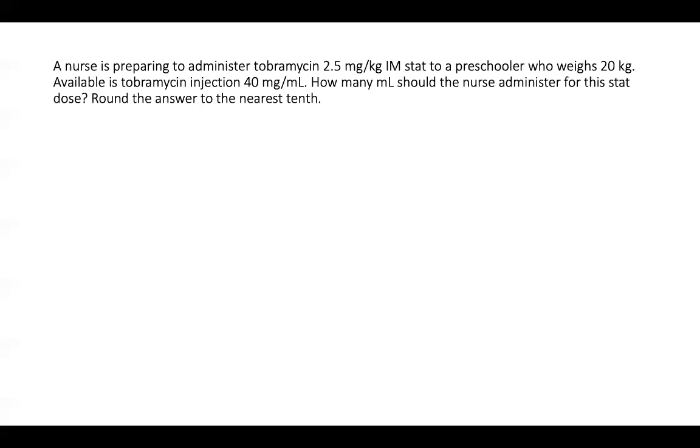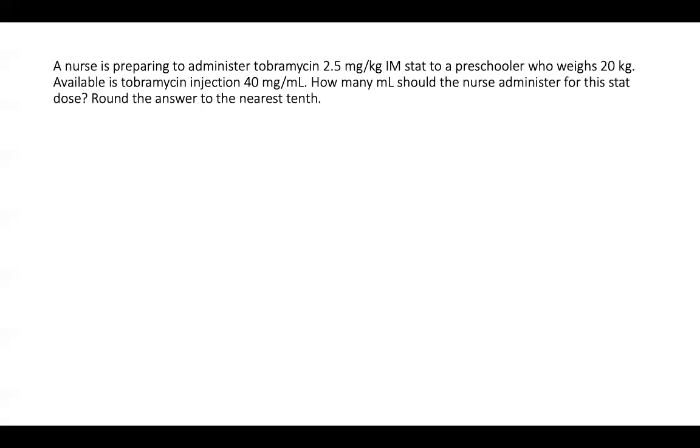A nurse is preparing to administer tobramycin 2.5 milligrams per kilogram IM stat to a preschooler who weighs 20 kilograms. Available tobramycin injection, 40 milligrams per milliliter. How many milliliters should the nurse administer for this stat dose? Round your answer to the nearest tenth.